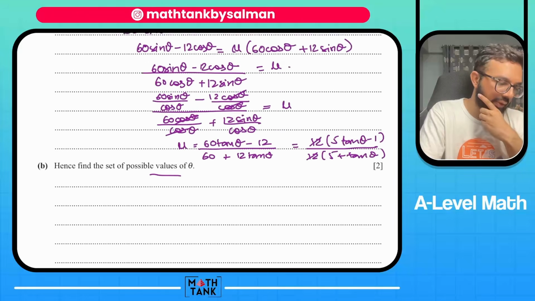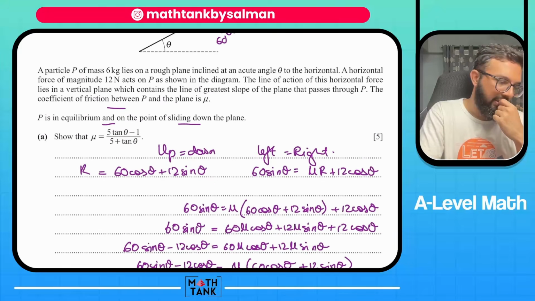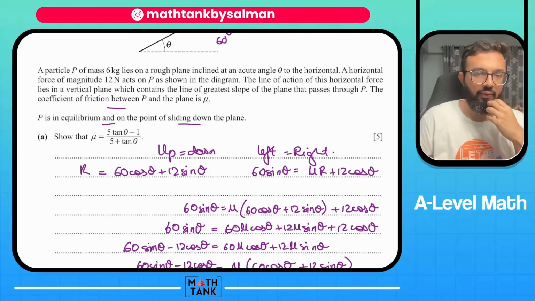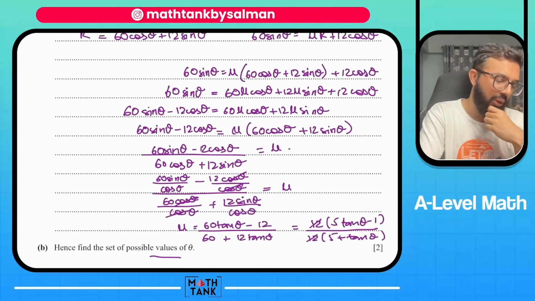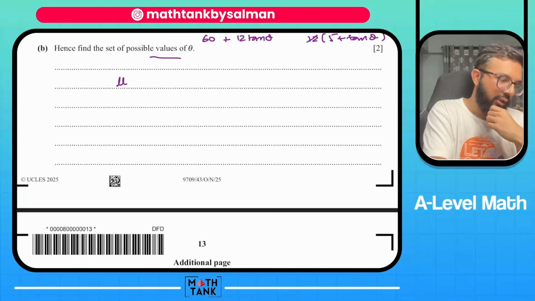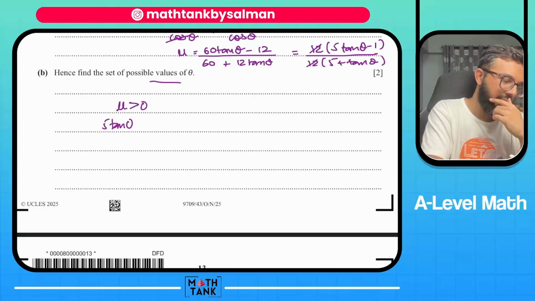Hence, find the set of possible values of theta. Let's think about that. One thing that you should know about mu is that mu is greater than 0 because it has to be in the positive direction. So mu is greater than 0. So 5 tan theta minus 1 over 5 plus tan theta is greater than 0.